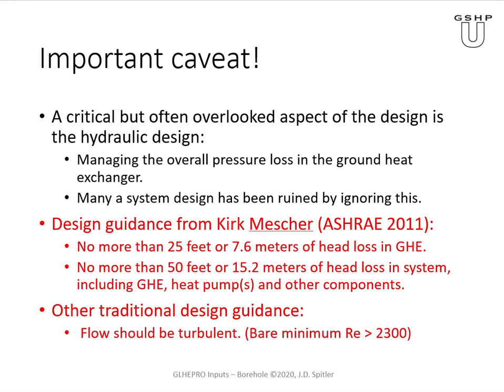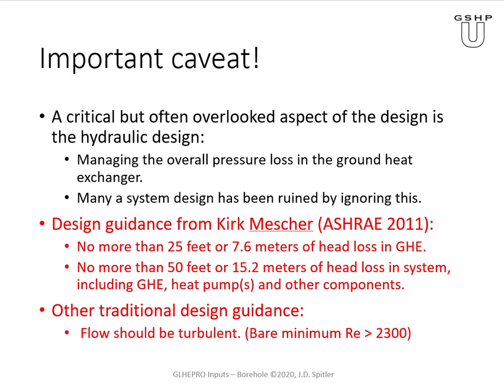He said that we should have no more than 25 feet of head loss in the ground heat exchanger, or 7.6 meters, and no more than 50 feet or 15.2 meters total of head loss in the system. I think you can probably do better than that, but as an upper limit, it's well worth checking to make sure you're not exceeding this in your system. You can do this by putting too small a diameter piping in, or you can add a lot of valves to try to control the flow everywhere in the system. And if you put too many valves in, you have to pay for that pressure drop in pumping power.